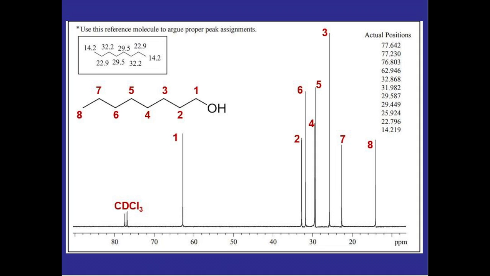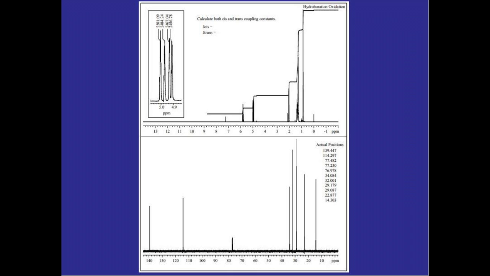Now, you may be wondering why carbon 3 shows up around 25.9 when without the alcohol group, we would expect to see it around 32.2. You're not alone in this. I'm not really sure what's going on, but again, we argued the peaks using molecules we've seen before, and we knew their peaks for sure. And now you can use the same strategy that I showed you in this video to assign the peaks on the carbon NMR for 1-octene.